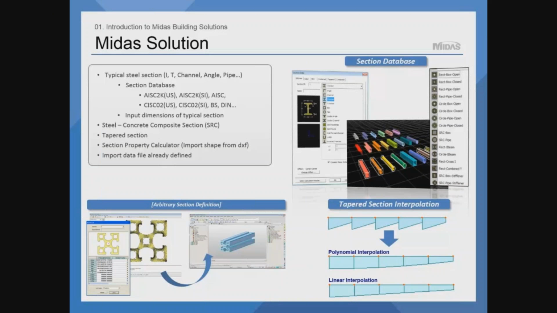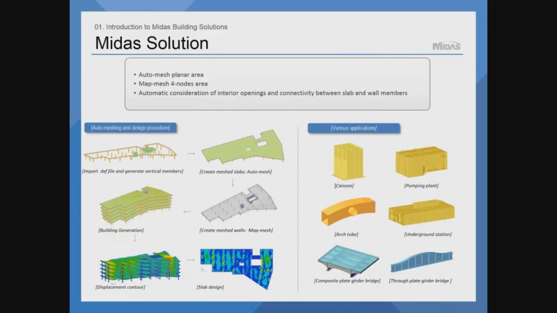The tapered section means initially the size is different, and at the end the size is different. Even if you want polynomial interpolation or linear interpolation, both are available. I will explain these things at the time of the live demonstration, how we can generate my tapered sections and the polynomial variations. And this is about the meshing. It is a very good feature in Midas Gen.